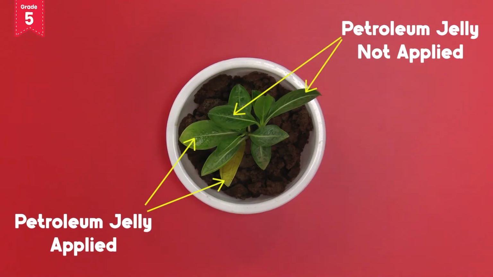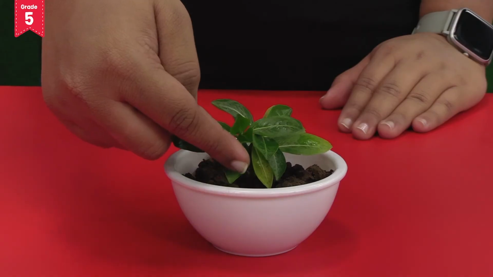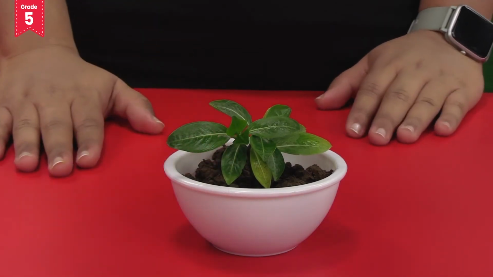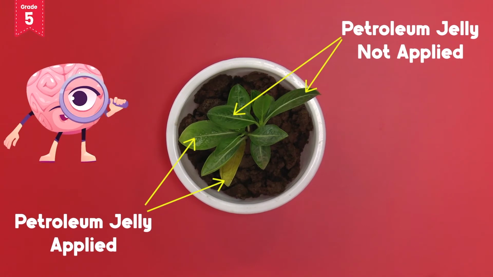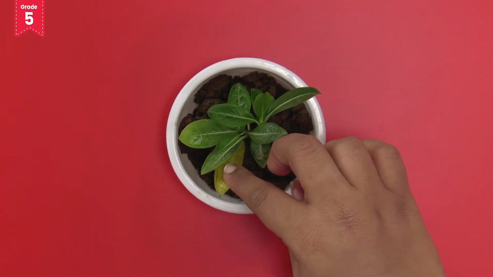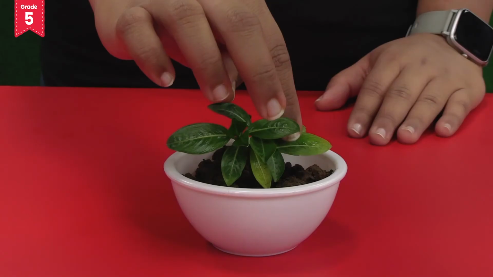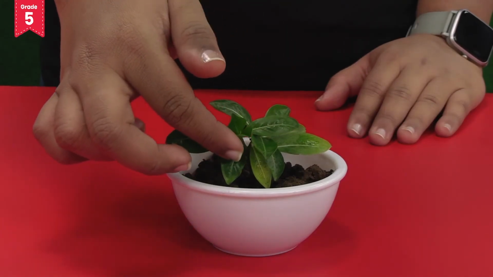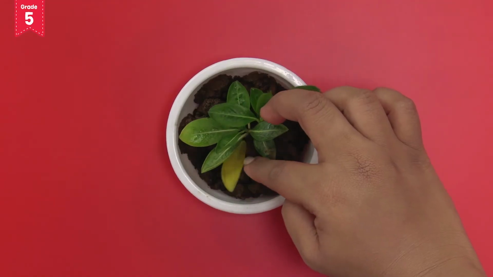After 10 to 15 days, observe the leaves on which petroleum jelly was applied. Also, observe the leaves to which petroleum jelly was not applied. Can you see that the leaves on which we had applied the petroleum jelly have turned yellow like this?